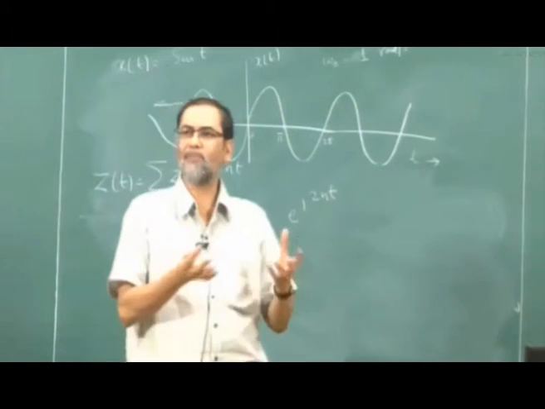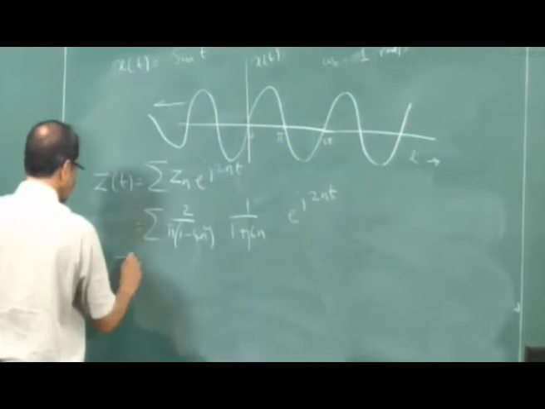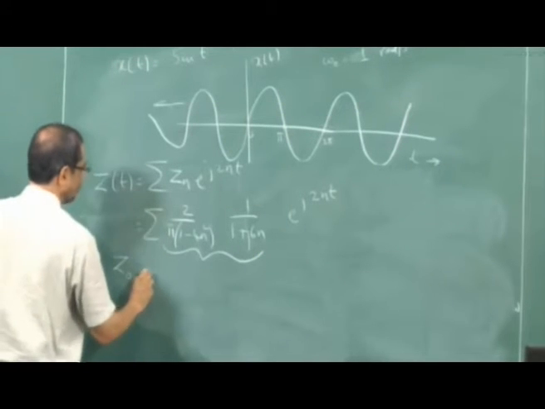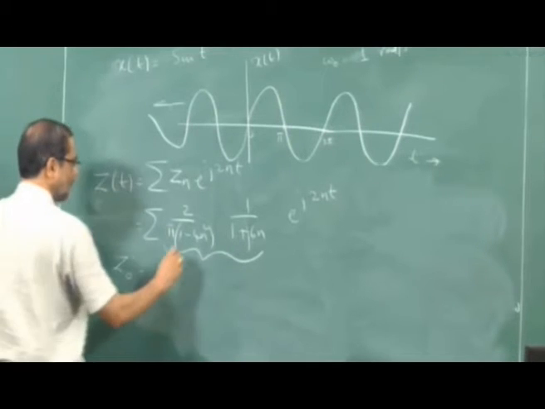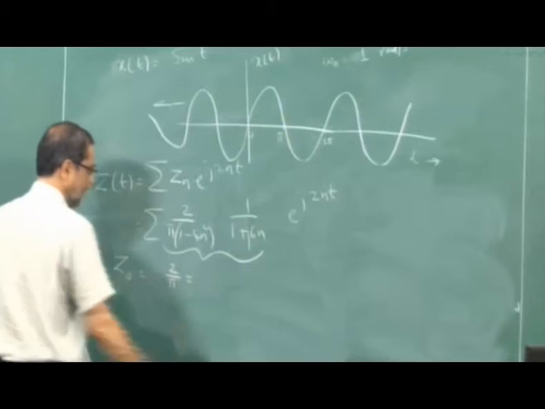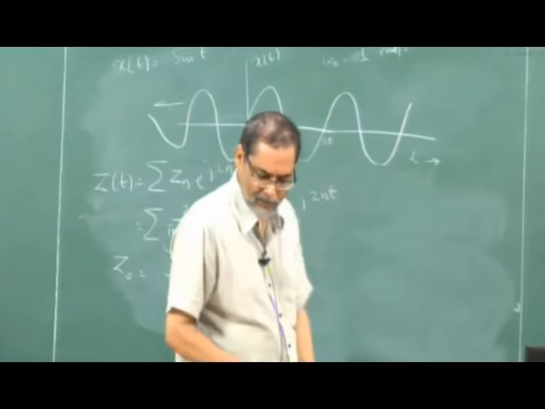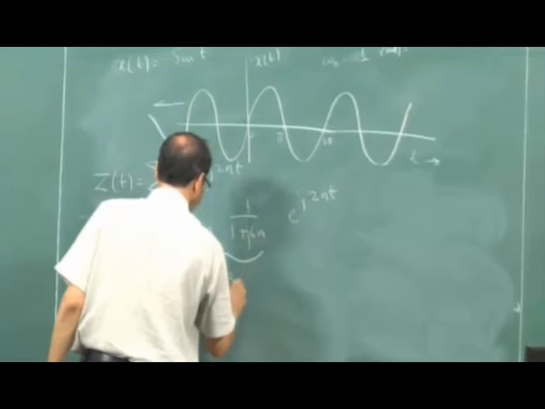So, I said this is more like a stabilized output. I am interested in finding out what is the DC value. What is this for Z0? This is your Zn. What is the value of Z0? Z0 will be n is 0, so it is 2 by pi, and pi is 3.14, so it is approximately 0.637 volt.